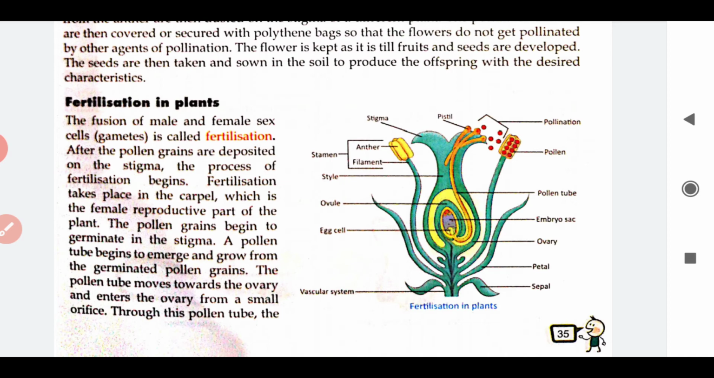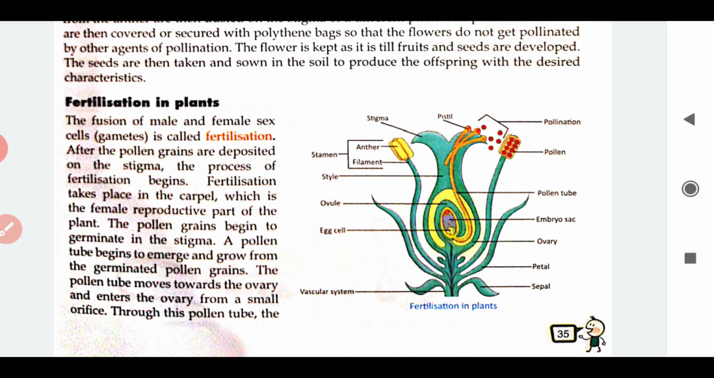Fertilization takes place in the carpel, which is a female reproductive part of the plant. The pollen grains begin to germinate in the stigma. Basically, pollen जैसे ही अंदर गया वहाँ पे उसका fertilization हुआ. Basically, fertilization female reproductive part में हो रहा है. सिर्फ pollen male part से आ रहा है अंदर female part में और वहाँ पे उसका fertilization हो रहा है.